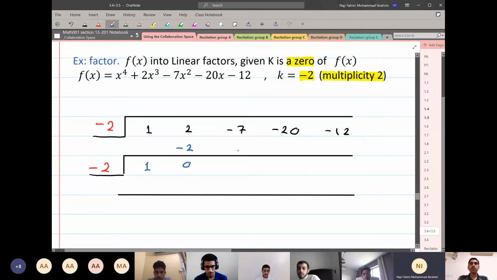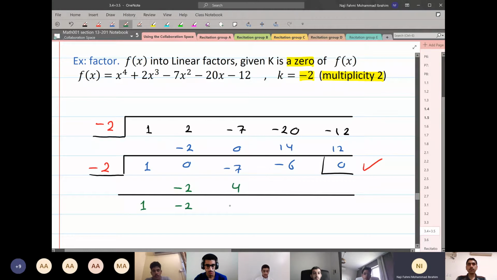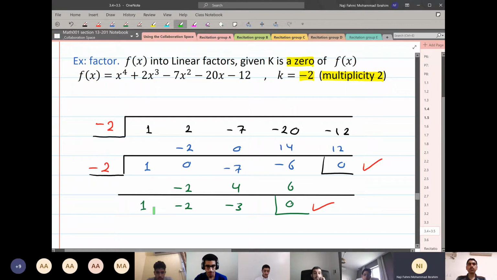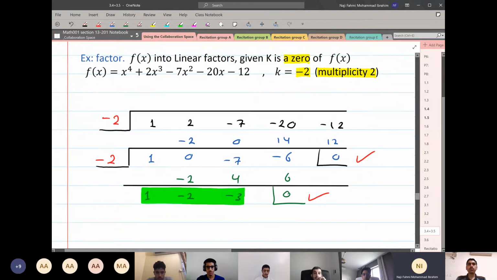We have -2, then 0, then 0, -7, 14, -6, 12, and of course the remainder is 0. And we said this remainder is like a checking point. If it's not 0, this means there's something wrong. Then we divide one more time by -2. We have 1, -2, -2, 4, -3, 6, and again the remainder is 0. Of course, we are dividing to find this factor. This is our other factor.